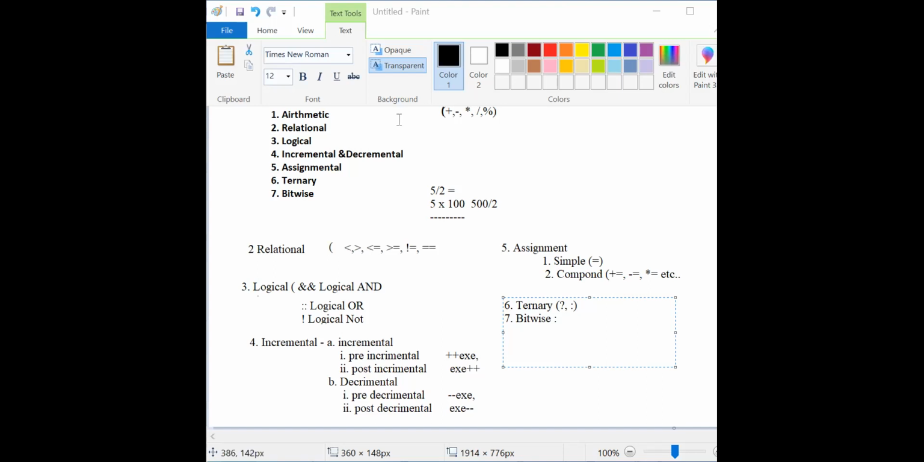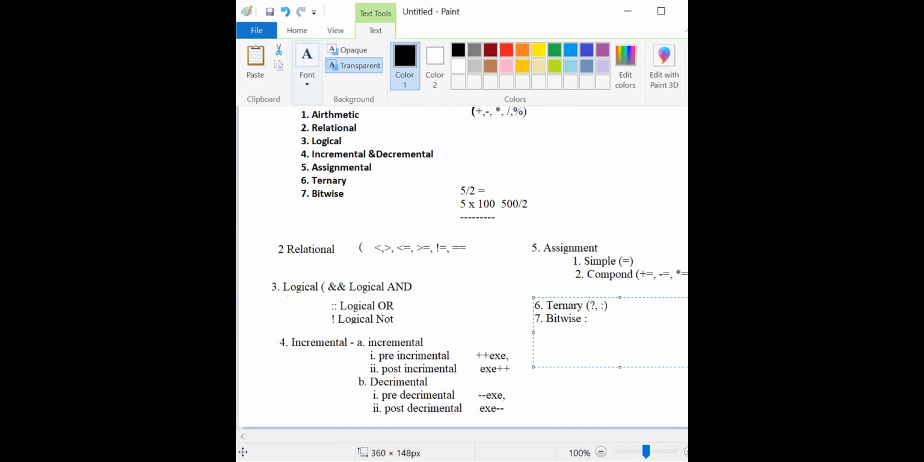Because why are you calling them unary operators in the sense that they work on a single variable only? That's why those are all unary operators. And what about the other operators?